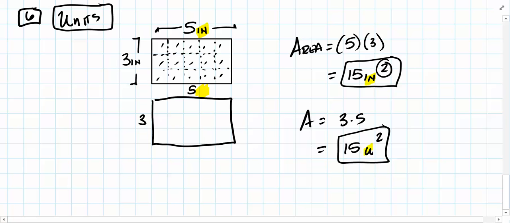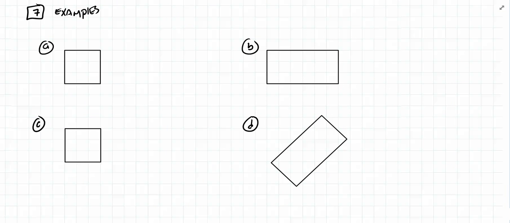Okay, so we're going to do 4 examples together. Here's the setup. We have A, B, C, and D. These are the 4 examples that we're going to do, A, B, C, and D. A and C are squares. B and D are rectangles. So, if I tell you that this side is 15 units, I want the area and I want the perimeter.